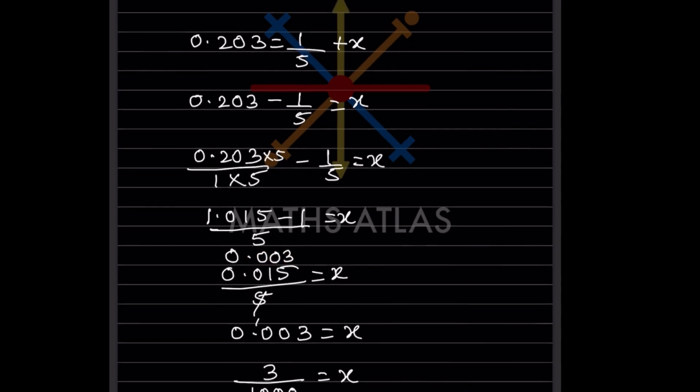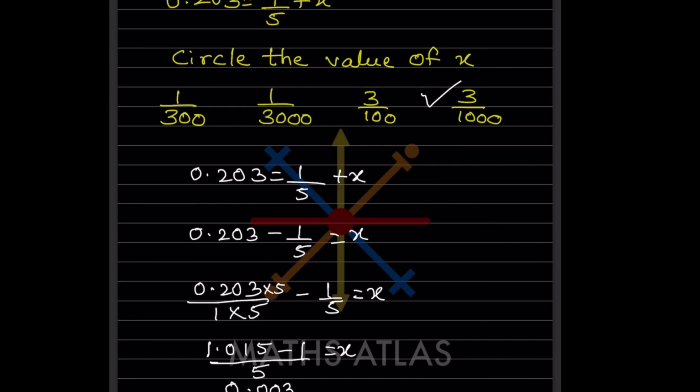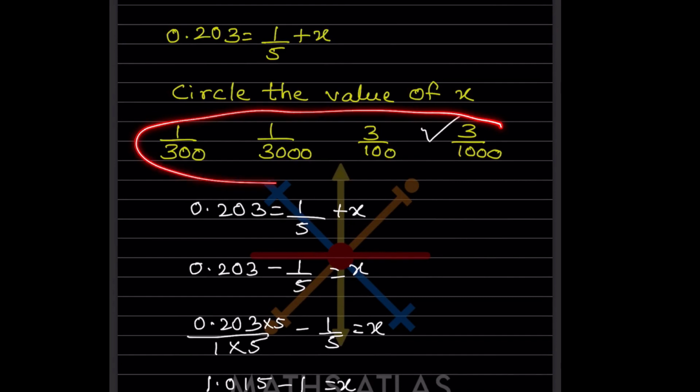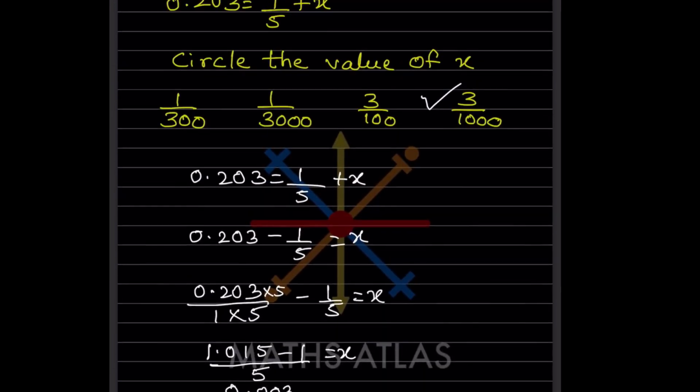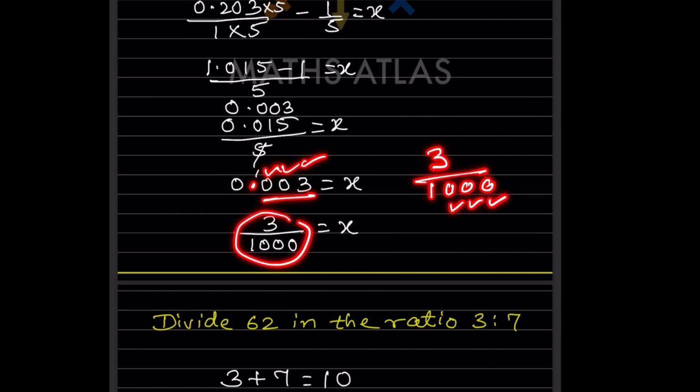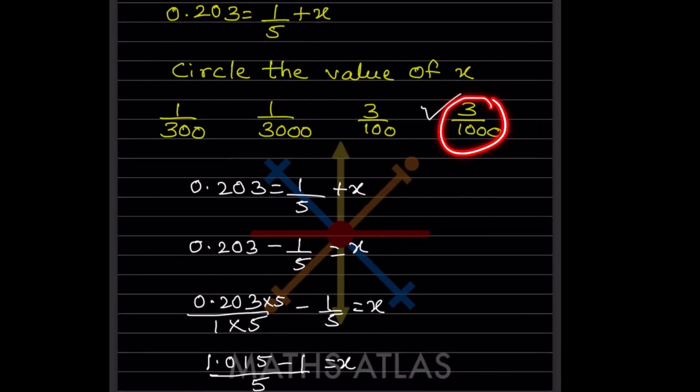That is x. Now we don't have this option here. In the options we don't have decimals, we have fractions. So we can write this number as 3 over, after the decimal there are 3 numbers, which means we are going to put 1, 2, 3 zeros. So this is the answer, and the option is going to be this.